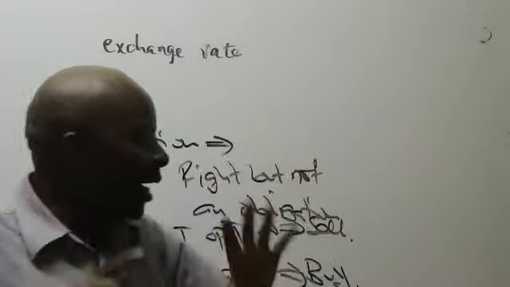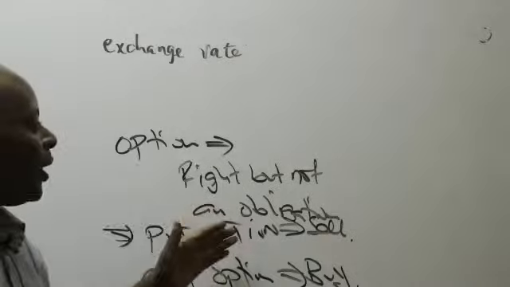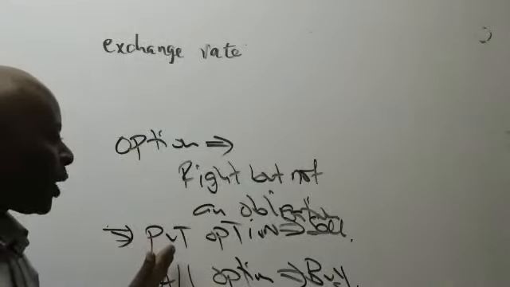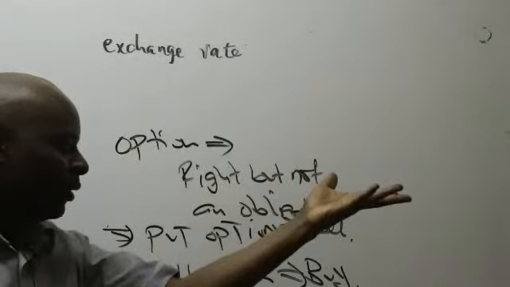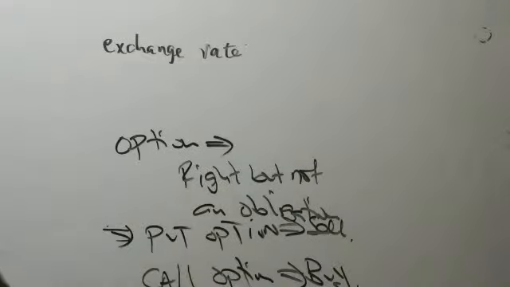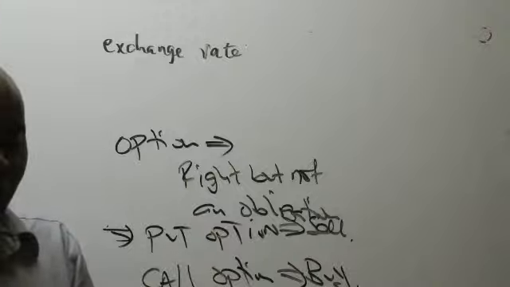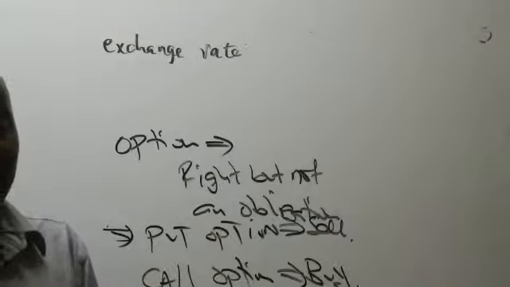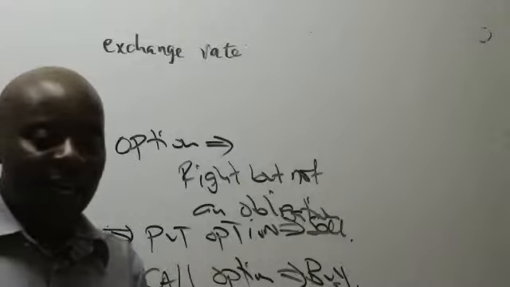But now down here, we are able to really narrow this down into two types of options. Put gives you the right to sell. Call gives you the right to buy, like that. And then, ladies and gentlemen, on the same line, they want us to define the currency swap.